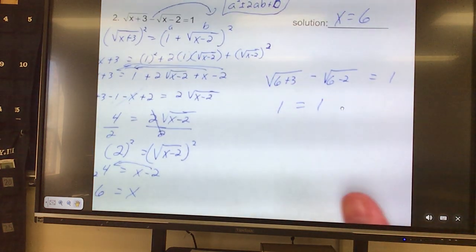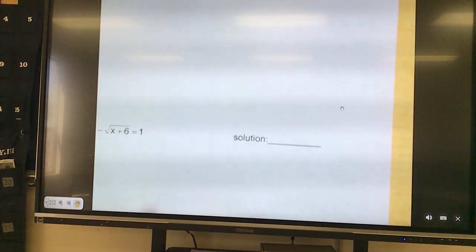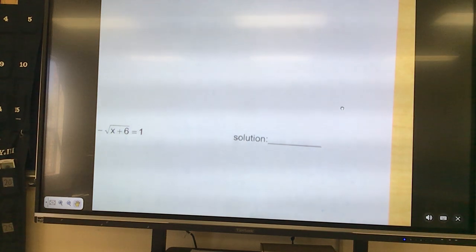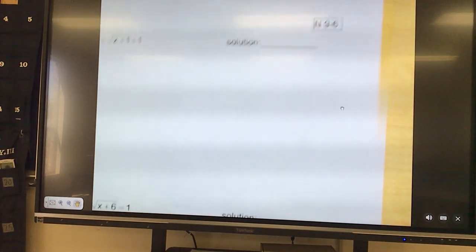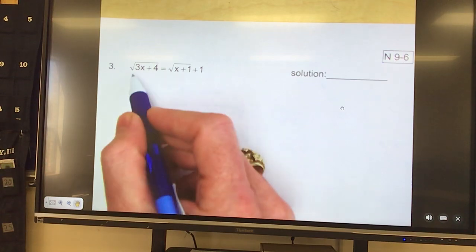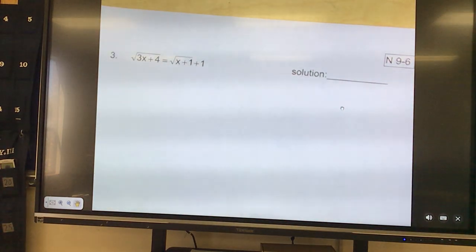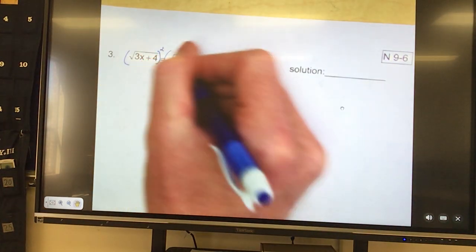Okay, moving on to number 3. Alright, same deal. It's already set up for me. We're ready to square both sides. Okay, so I've got the radicals, the square roots on 2 separate sides, which is what we want. We always want them on 2 separate sides. So we're going to square this side, and we're going to square this side.